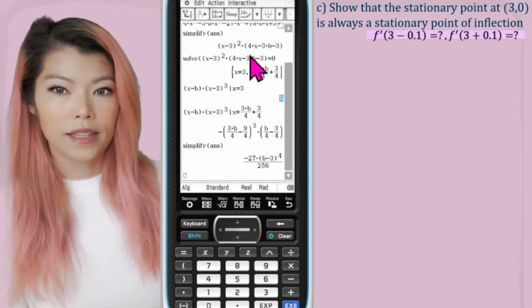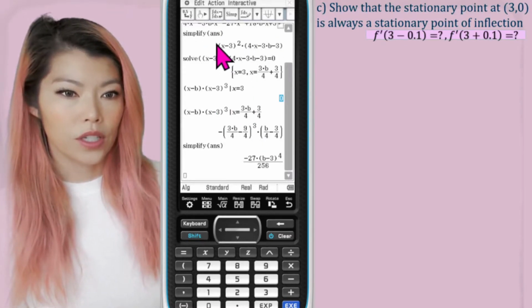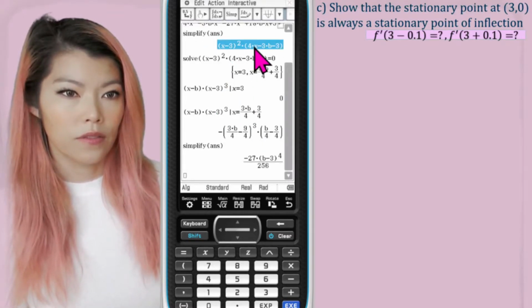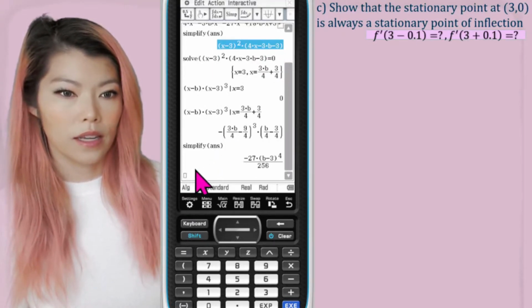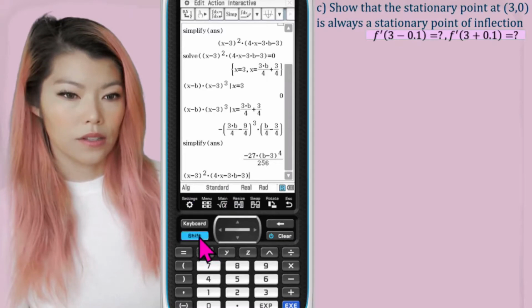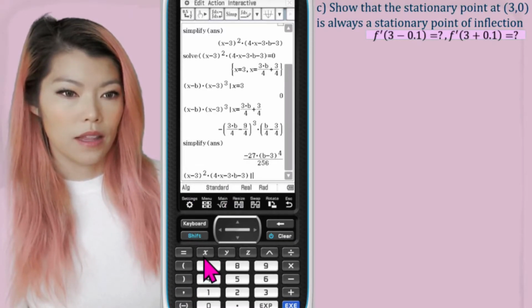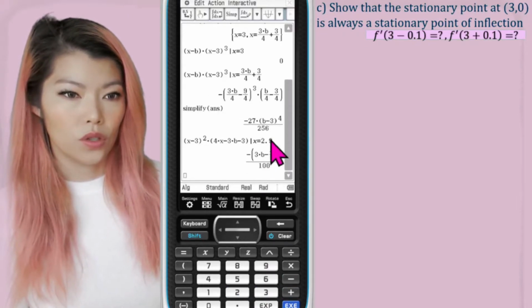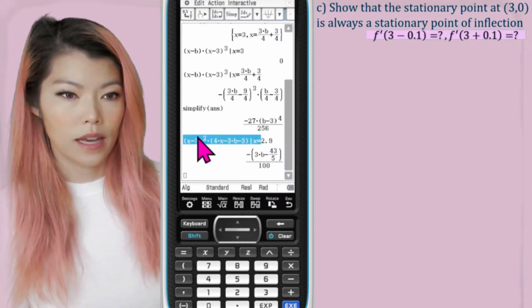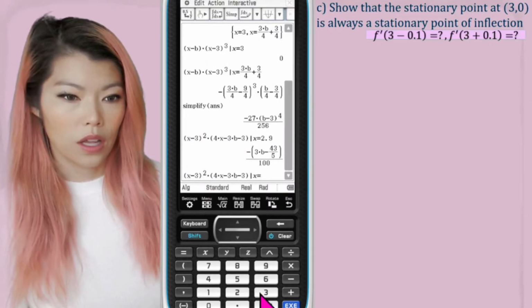Let's go back to our CAS calculator. Where is the gradient equation? It's here. So we need to find the gradient. Oops, let me try it again. The gradient at, so shift comma, x equals 2.9. And then we do the same thing, the gradient at x equals 3.1.